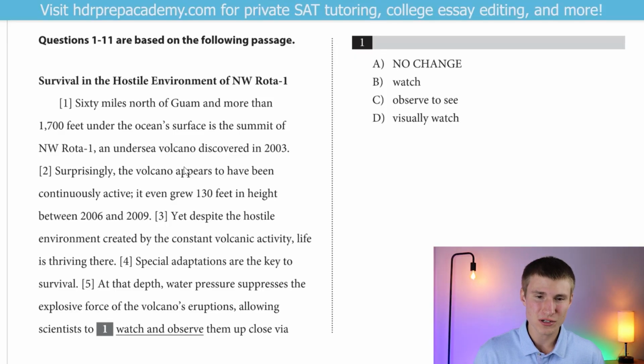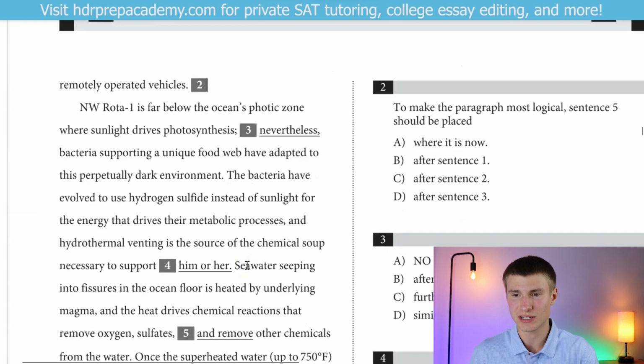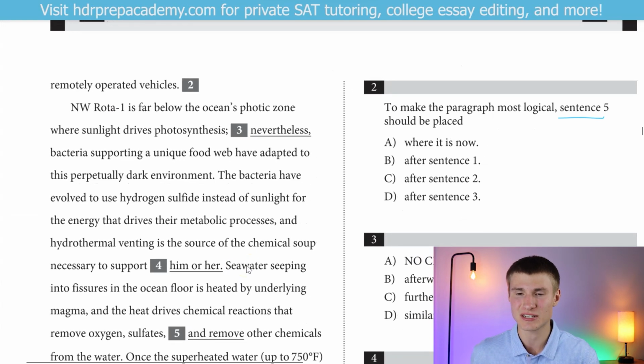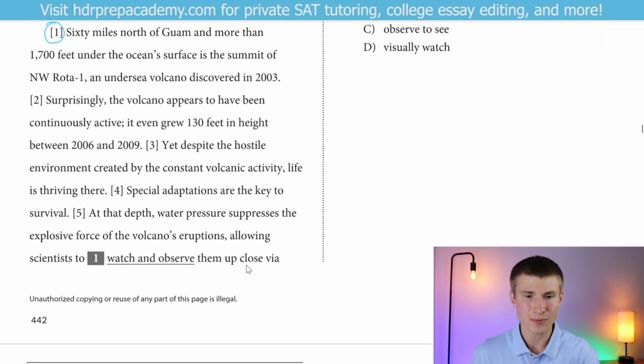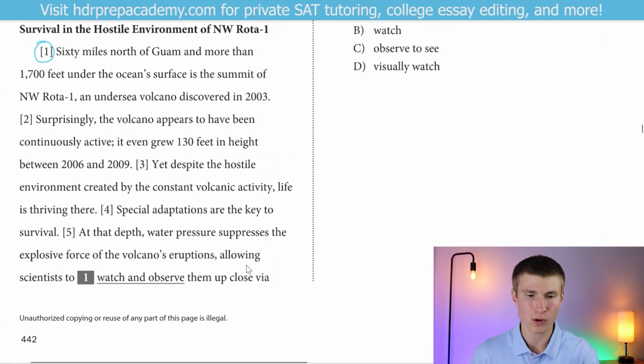So we have "Survival in the Hostile Environment of NW Rhodea 1." Immediately I see I have a 1 at the beginning of my paragraph, so I'm going to go find the question that tells me what sentence I have to place. I see that's going to be sentence 5 from question 2, so I'm going to go ahead and find sentence 5, see what should come before it and what should come after it.